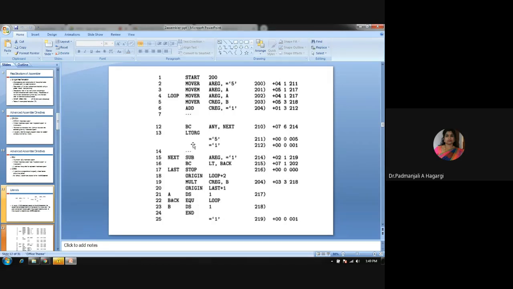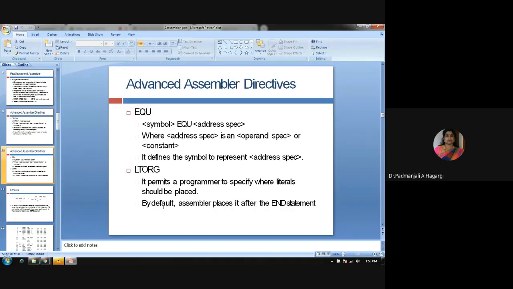One thing you should understand: if LTORG is not used in the program, then wherever the immediate addressing mode type of values are there, they would be declared at the end of the statement, that is 219. Therefore here it is declared at 219. So with this, by default the assembler places the literals after the end of the statement.